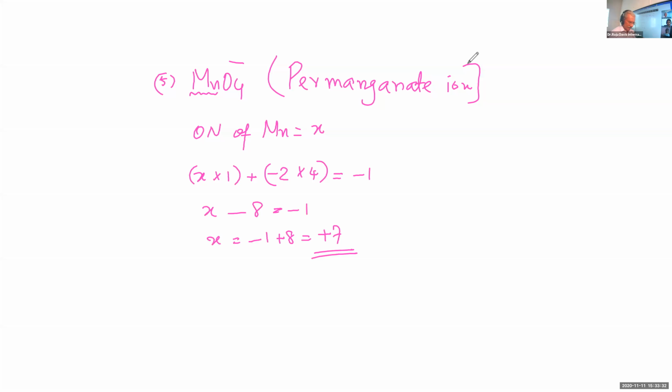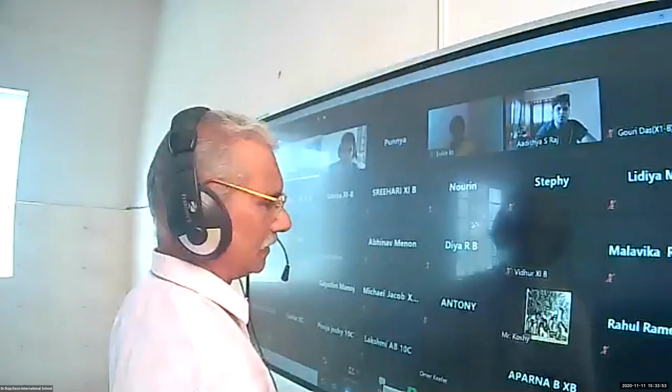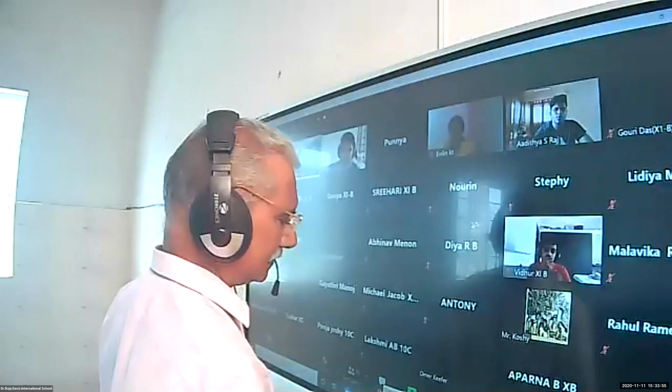Some more examples are given to you in the notes. You just go through the notes and try to find out the values of oxidation numbers of the other elements. Okay. So let me stop now.